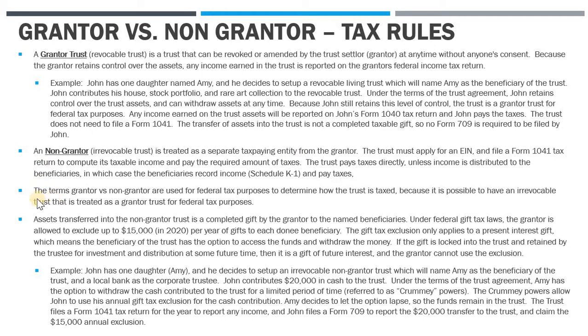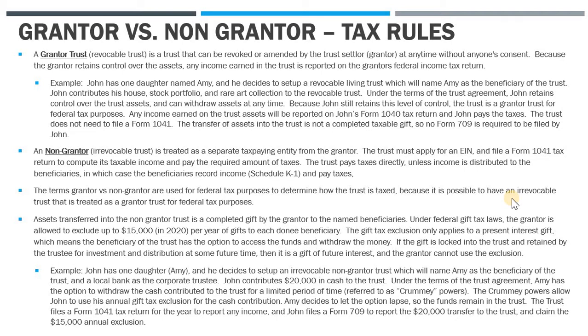Okay, so this is also very, very important, this third bullet point. The terms grantor and non-grantor are used for federal tax purposes because it is possible to have irrevocable trusts that are still treated as grantor trusts for federal tax purposes. Right? So, for example, you could have an irrevocable trust that can't be modified by the grantor, but there's a provision in there that provides for a reversionary interest, where the grantor can still have some kind of beneficial interest in the trust, so they can get assets back.